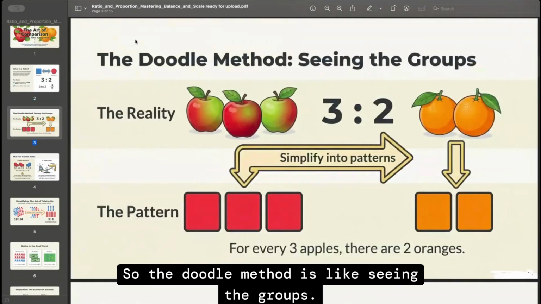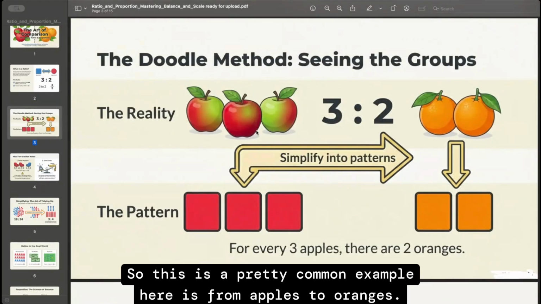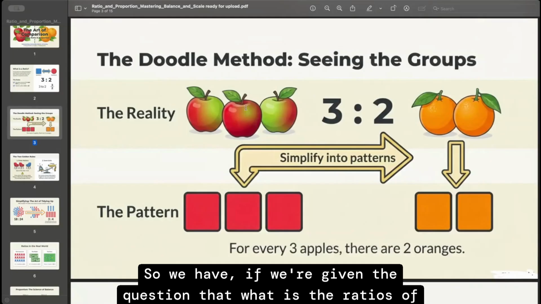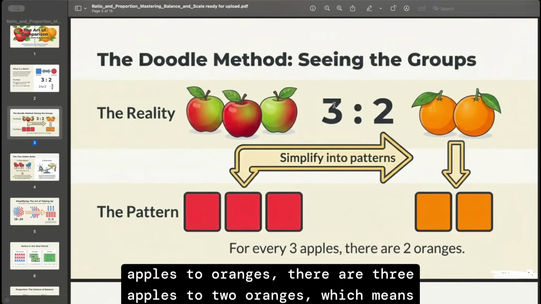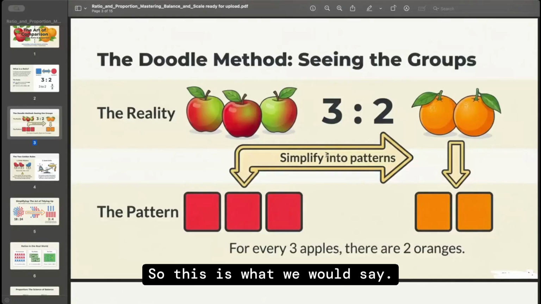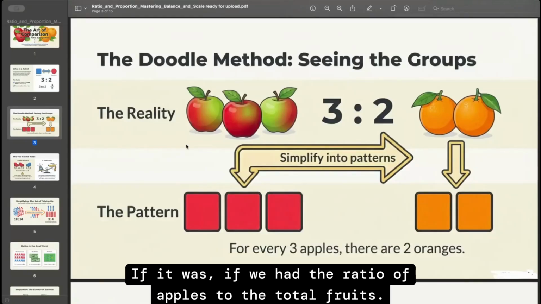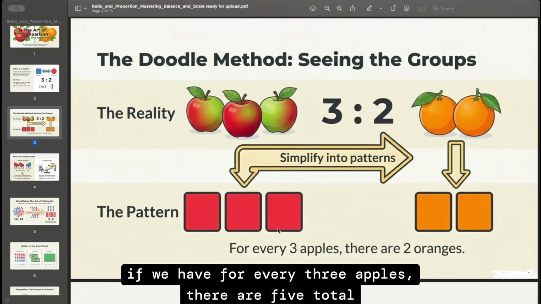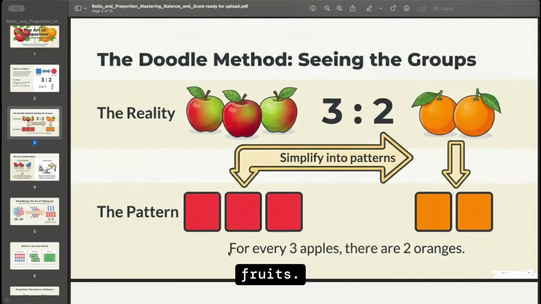So the doodle method is like seeing the groups. A pretty common example here is apples to oranges. If we're given the question, what is the ratio of apples to oranges? There are 3 apples to 2 oranges, which means that for every 3 apples, there are 2 oranges. So this is what we would say. If we had the ratio of apples to the total fruits, then for every 3 apples, there are 5 total fruits.